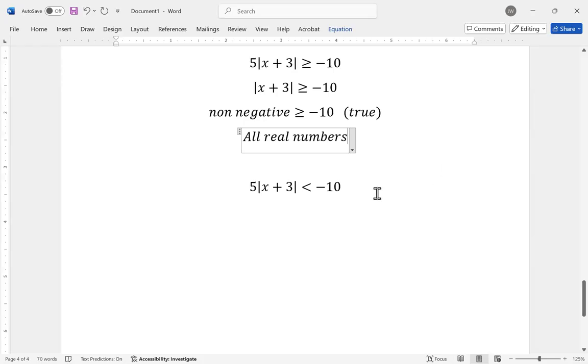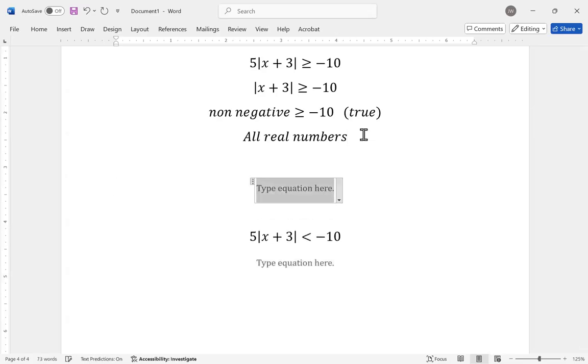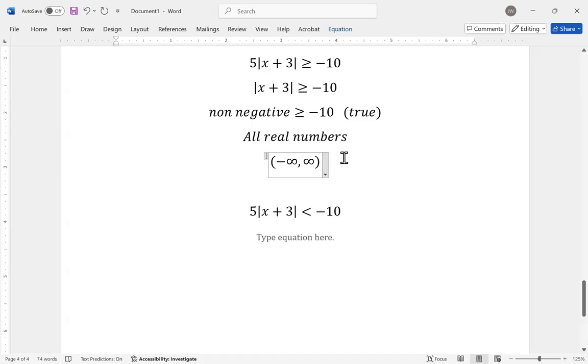In the other equation, oh, and if you wanted to do that in interval notation, all real numbers is parentheses, negative infinity, comma, positive infinity, and then close the parentheses. For the number line, you just draw a line forever to the right and forever to the left. I don't need to draw that out.